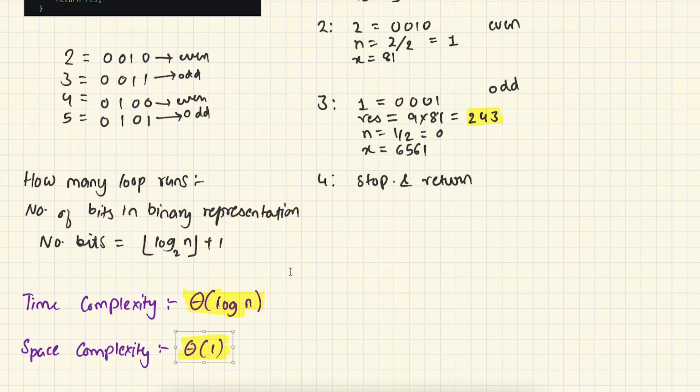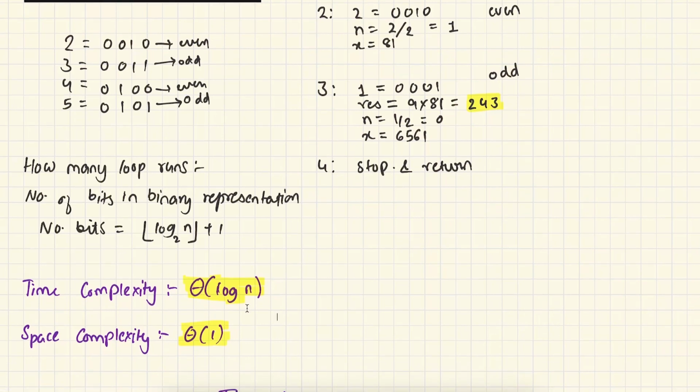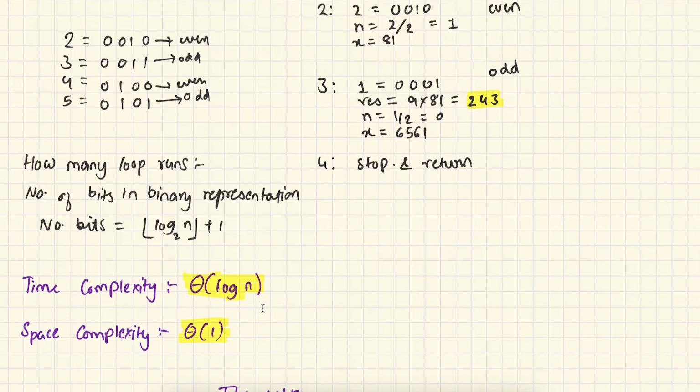So in the previous video we saw that the space complexity was theta of log n, but in this iterative approach the space complexity is theta of 1. It means that this solution is much better than the previous solution and it is more efficient than the previous solution.